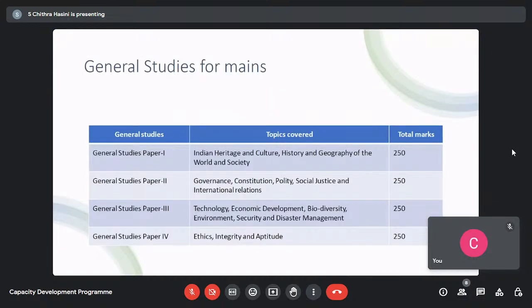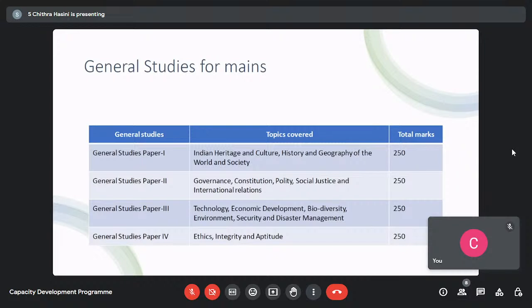Then general studies for mains. Now let me give you an overall view of the topics in general studies for mains. In GS paper 1, you'll have Indian heritage and culture, history, world geography, and society.